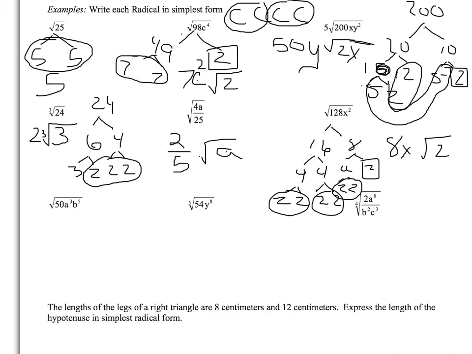Three more ones here. We have 50a cubed b to the 5th. So let's break down 50. 50 breaks down to 25 and 2. 25 breaks down to 5 and 5. Pair of 5, circle up.